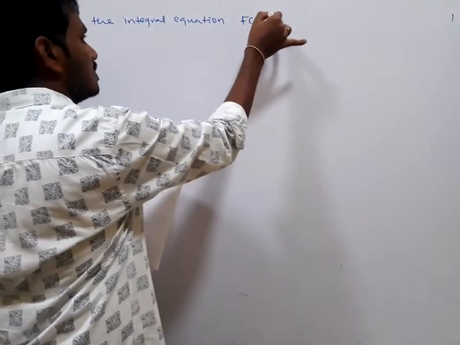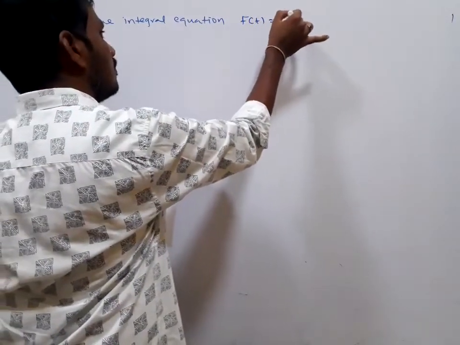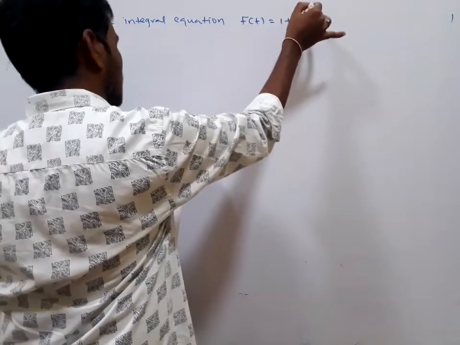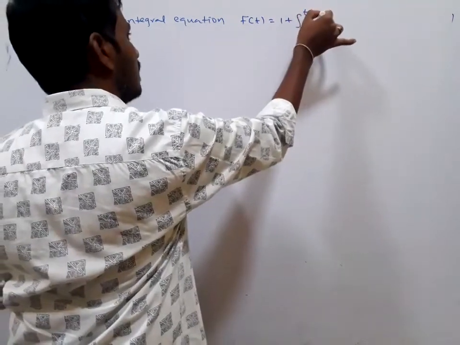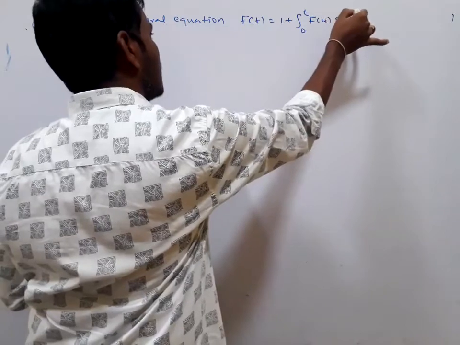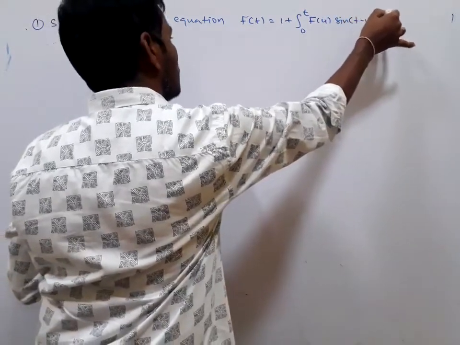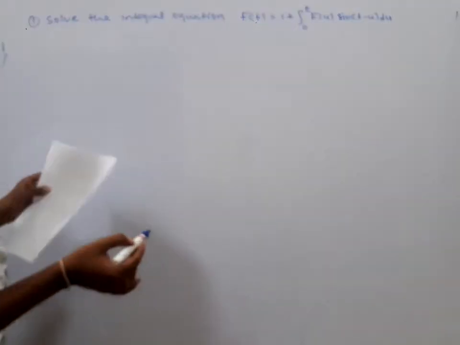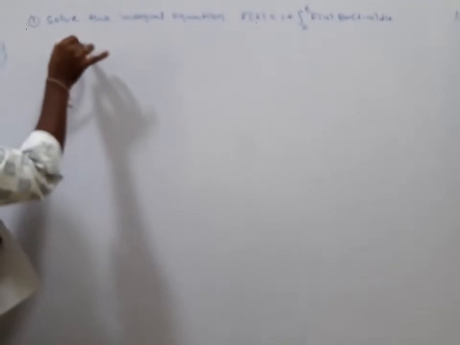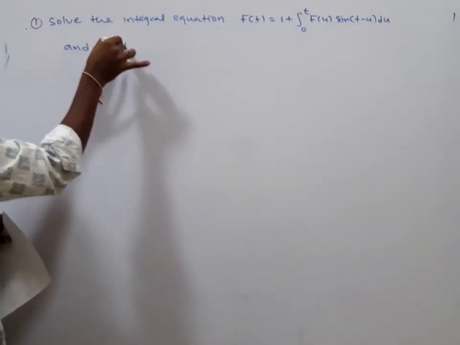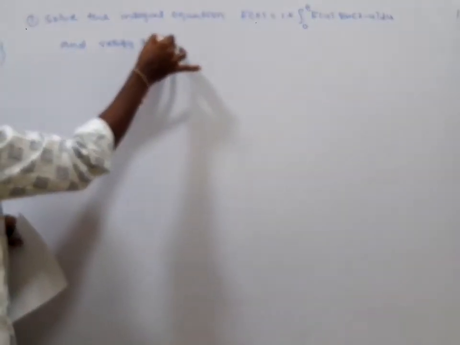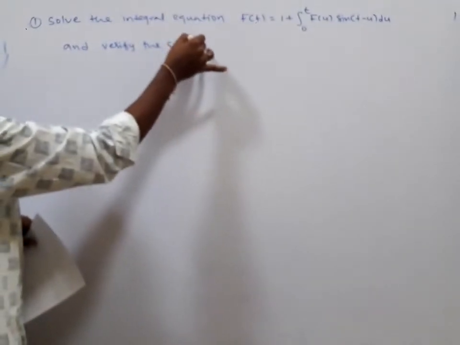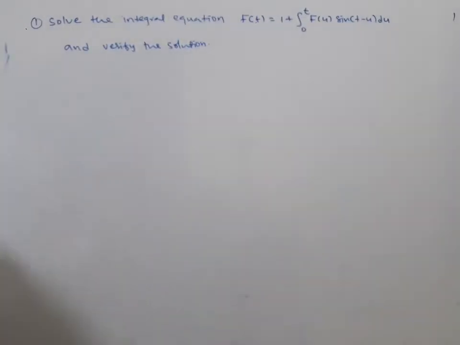f(t) = 1 + integral from 0 to t of f(u) sin(t − u) du, and verify the solution. Whatever solution you get, you are going to verify whether the solution is right or not for this given integral equation.